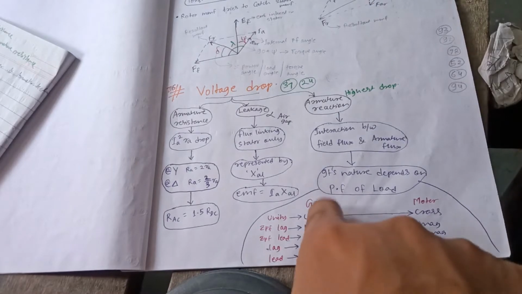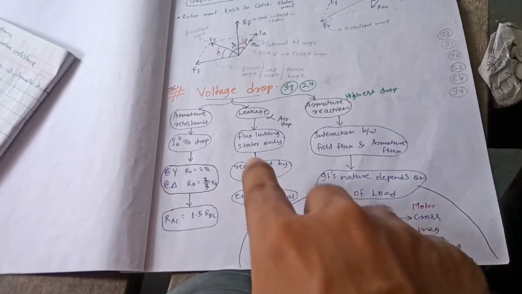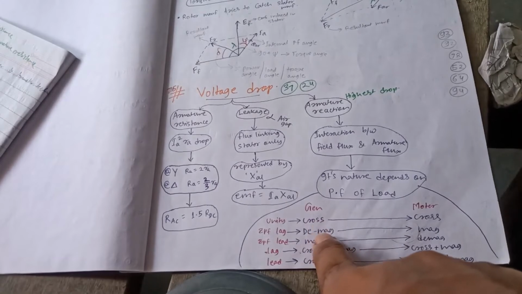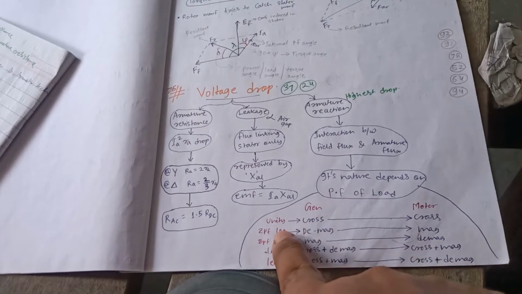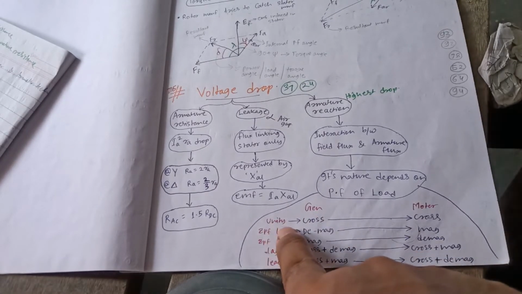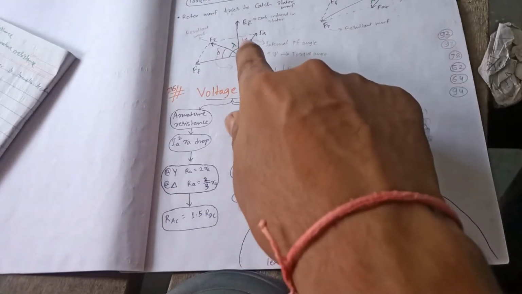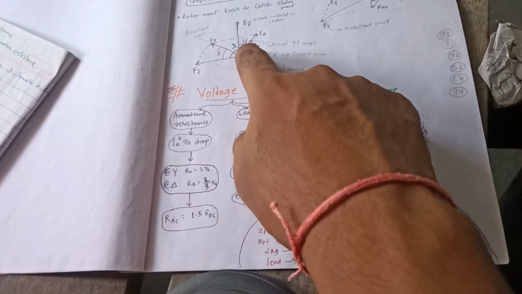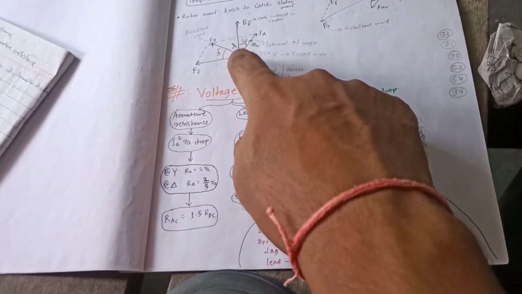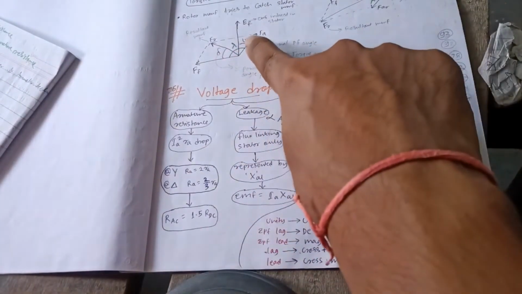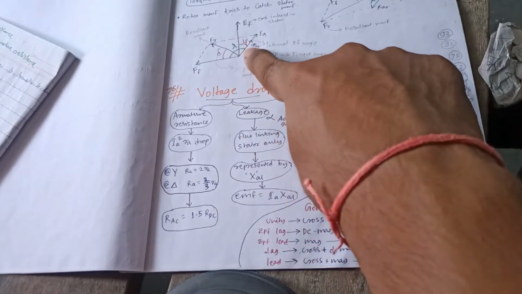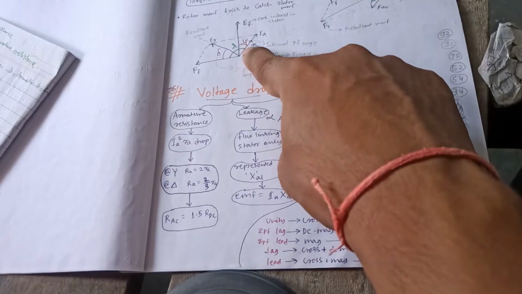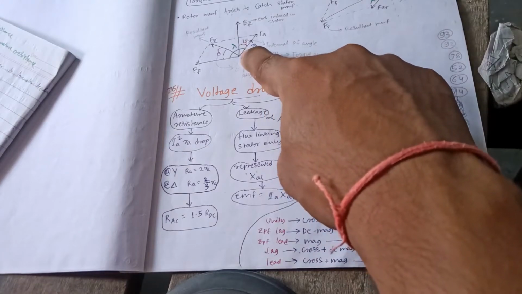How does this occur? This is very easy to understand. Let us consider a generator with a unity power factor load. Now come to this diagram. This is the phasor diagram of the generator. This is the case of lagging power factor.